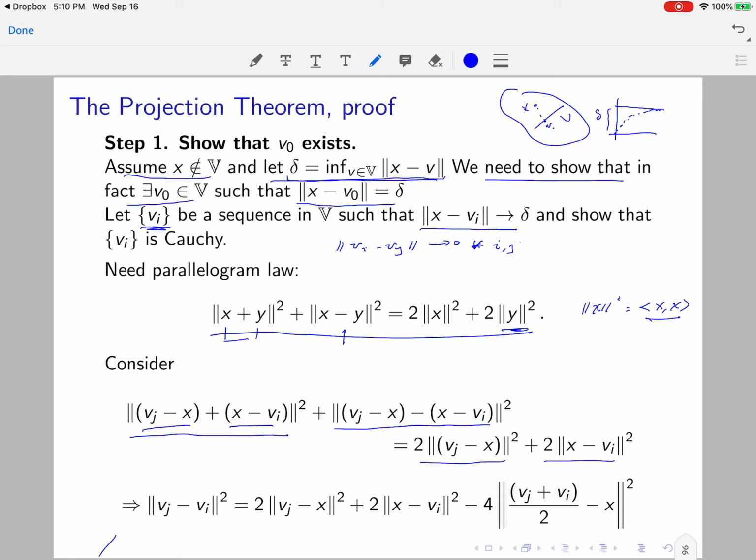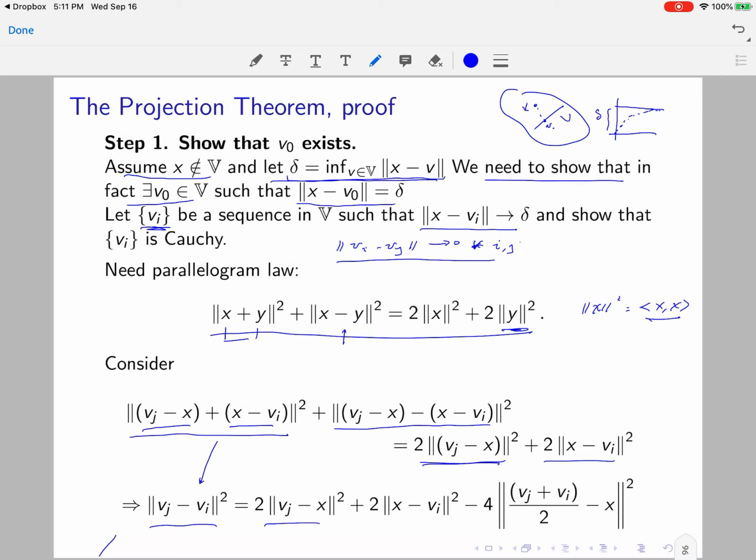Then we've got 2x squared and 2y squared. So this is just plugging into the parallelogram law, and then on this side, of course, you've got Vj minus x plus x, so the x goes away, so we get the norm of Vi minus Vj, and this is for any i and j. And so this statement holds again, if we can show that this thing is converging to 0, then we know that this is a Cauchy sequence.